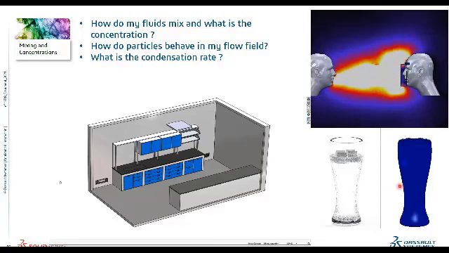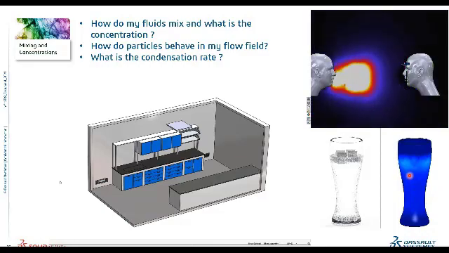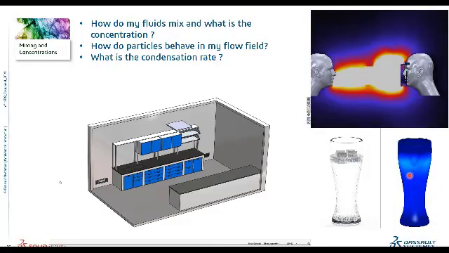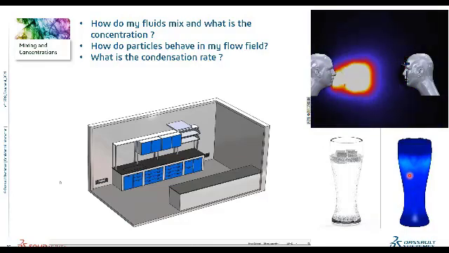And then we have the thermal effects. Here we can see the ice cube. Here we have two different types of fluids. One is the cold fluid and one is the hot fluid, and we can see the temperature differences and how exactly the temperature is changing because of the effect of hot and cold fluid interactions.